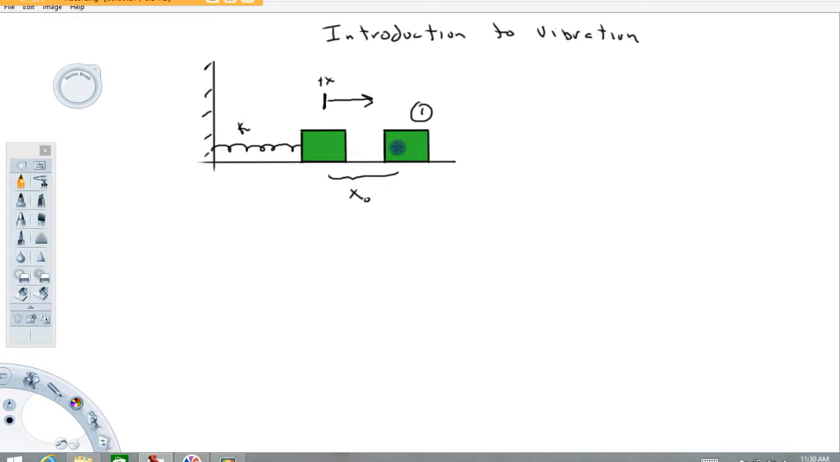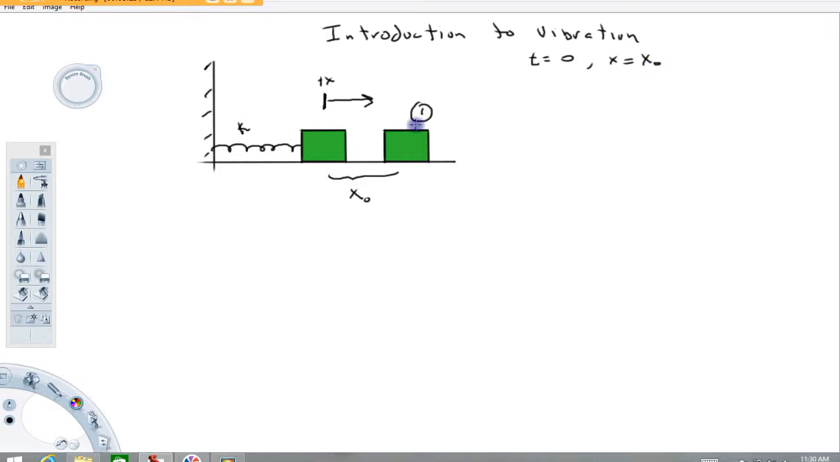Now, vibration problems typically have what are called initial conditions, which are basically the conditions of the problem at t equals 0. So the first thing I'm going to do is write out those initial conditions. At t equals 0, the location of this object is the value I'm calling x sub o. So I'm going to put at t equals 0, x is equal to x sub o.